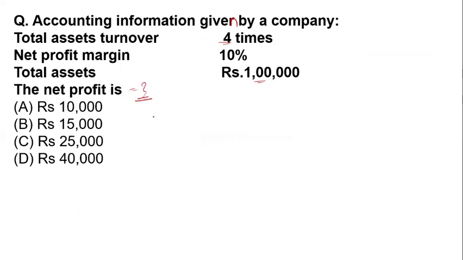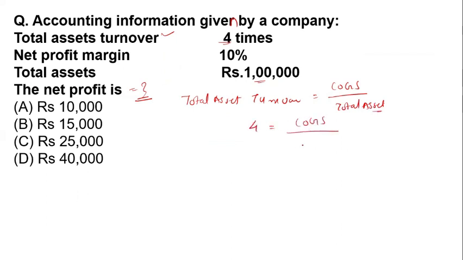So this is our question. First of all, we need to understand that the total asset turnover ratio is given. What is the formula of the total asset turnover? That is the cost of goods sold divided by total asset. We know that the total asset turnover is 4 times. We don't know the cost of goods sold, but we know that the total asset is 1 lakh rupees. So according to this, our cost of goods sold will be 4 lakh.